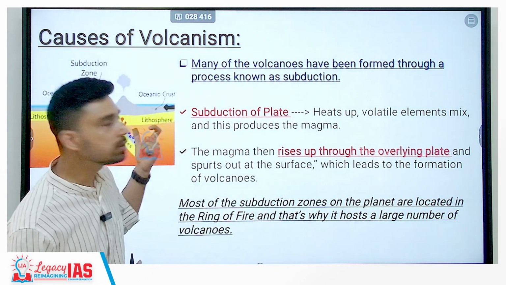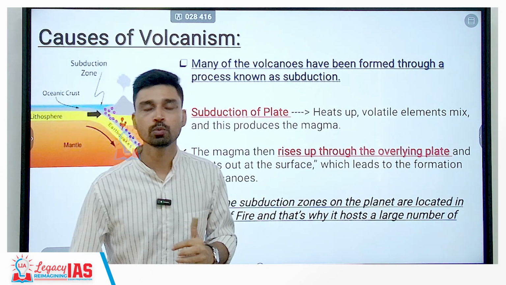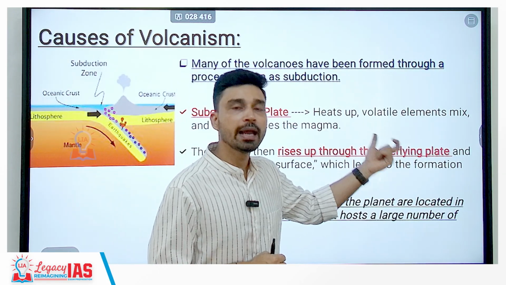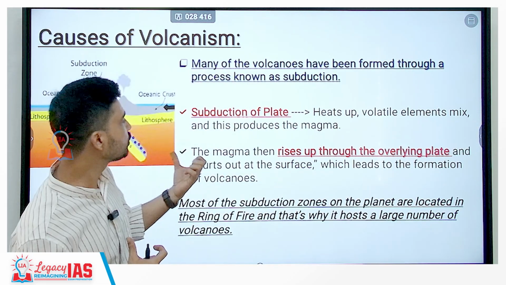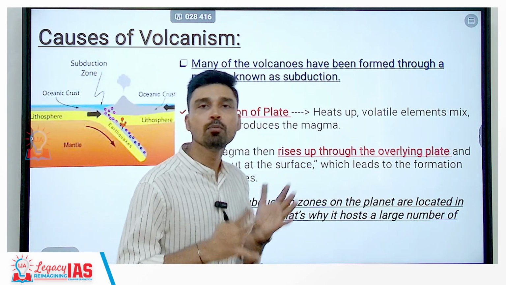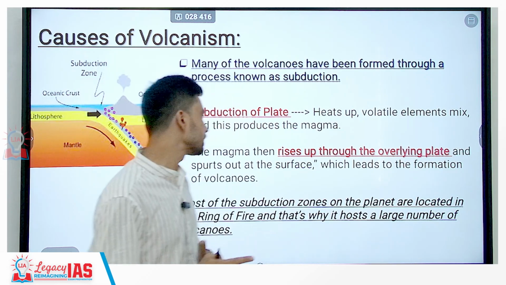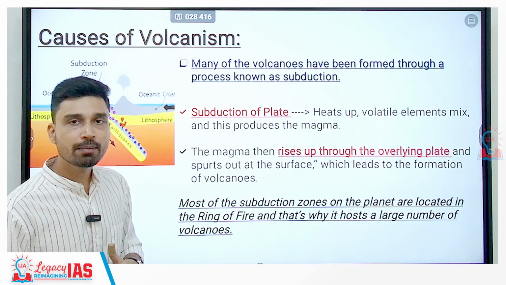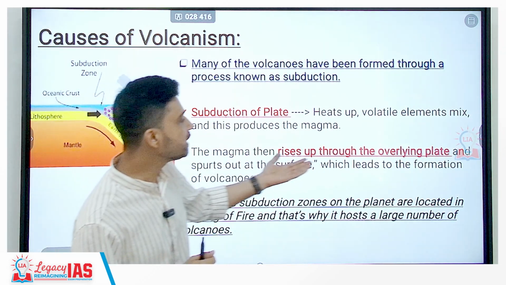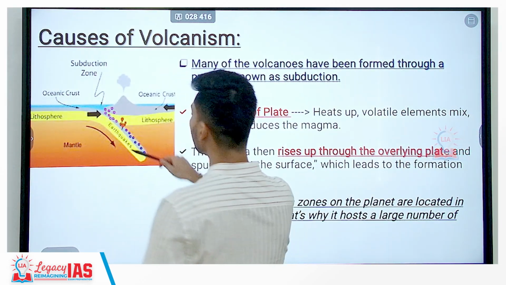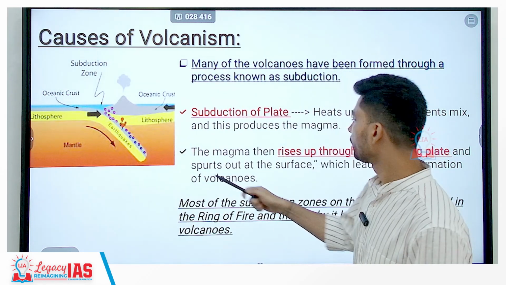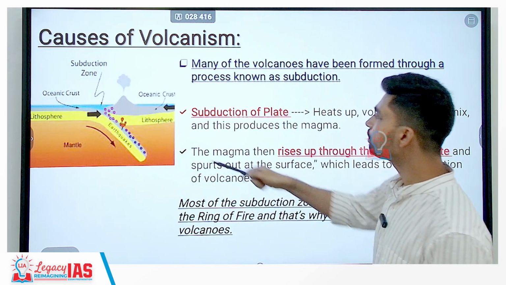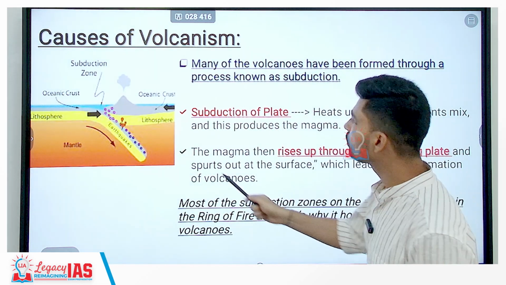As the heavier plate is pulled toward the mantle, the process is called subduction of the plate. Now, due to the subduction of the plate, as the plate moves downward, temperature rises. Due to the increase in temperature, the plate heats up and the volatile elements of the plates mix together, and this produces a molten rock that is referred to as magma. Now, magma being lighter, and also since a lot of gases are trapped within the magma, it starts to rise up through the plate that is overlying the subducting plate, and as the magma rises up through this plate, it bursts out at the surface, which leads to the formation of volcanoes.